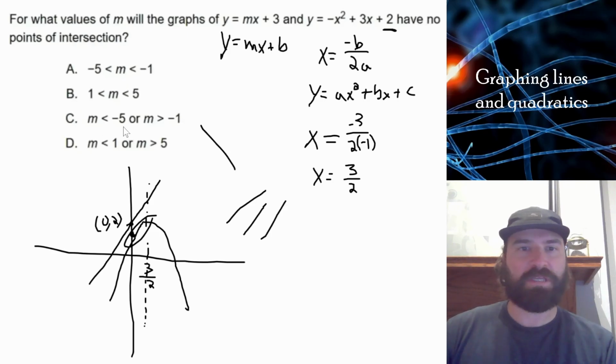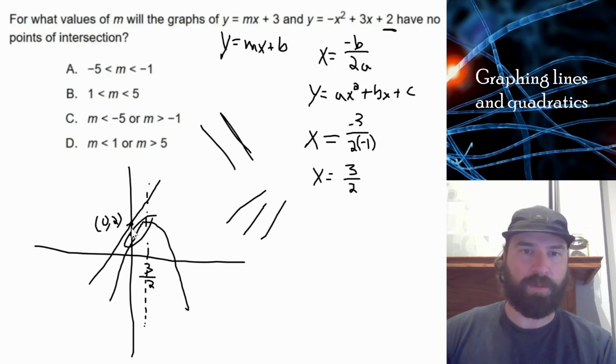C says m is less than negative 5. Again, if we have a negative slope, we're going to be going up and to the left. So I don't think that's possible because we don't want to go up and to the left, or else we're definitely going to come down through there and cross through the parabola.